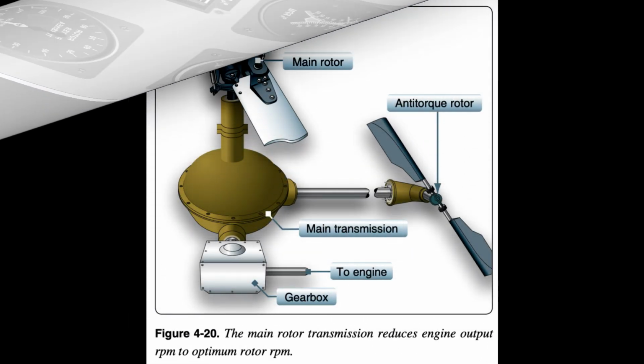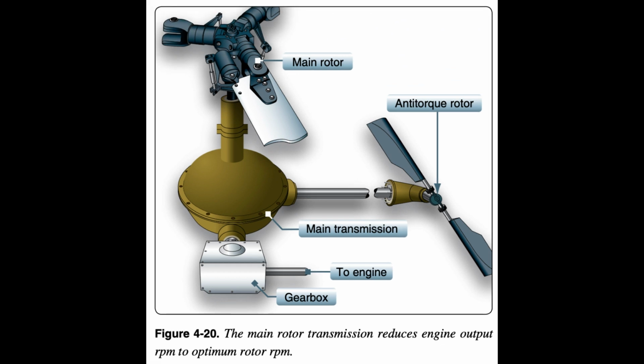Structural design. In helicopters with horizontally mounted engines, another purpose of the main rotor transmission is to change the axis of rotation from the horizontal axis of the engine to the vertical axis of the rotor shaft. Figure 4.20. This differs from airplanes, which have their propellers mounted directly to the crankshaft or to a shaft that is geared to the crankshaft.